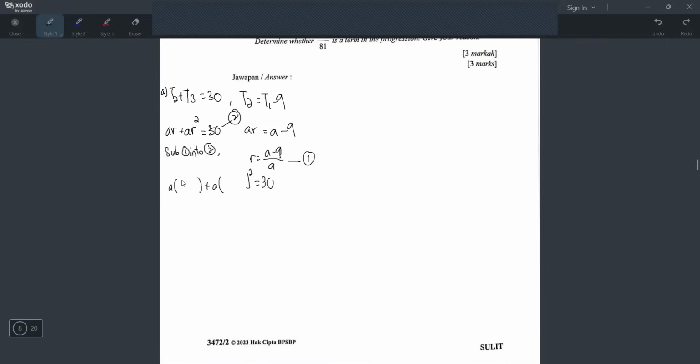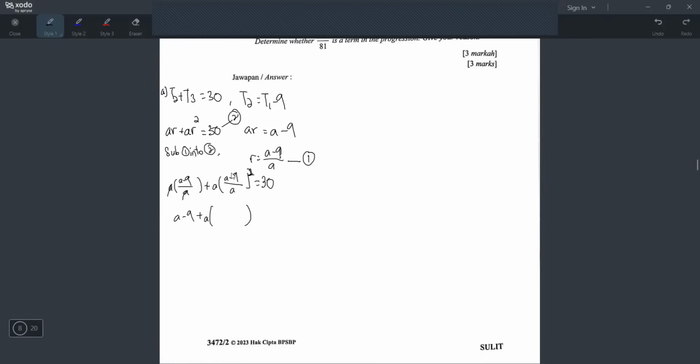And then your R will be A minus 9 over A. This one will also be A minus 9 over A. Okay, A and A can cut, so left with A minus 9. Okay, but please don't cut this A. Why can this A cut? Because the bracket doesn't have any power. But if the bracket has power 2 like this, you cannot cut. It means you have to do the power 2 first. So before you cut the A, don't cut first. Expand this one first. Okay, do the square first.